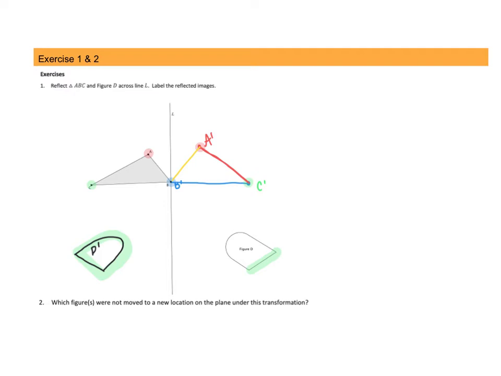Okay? It says, which figures were not moved to a new location? So there's only one thing that was not moved to a new location here. Well, I guess two things if you consider the line a figure as well. So line L did not move because that's what we reflected across. Line L. And the only other thing that did not move was point B. It stayed in the same space because it was also on line L. All right?